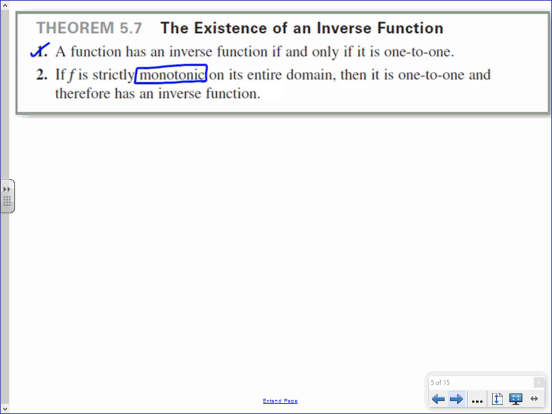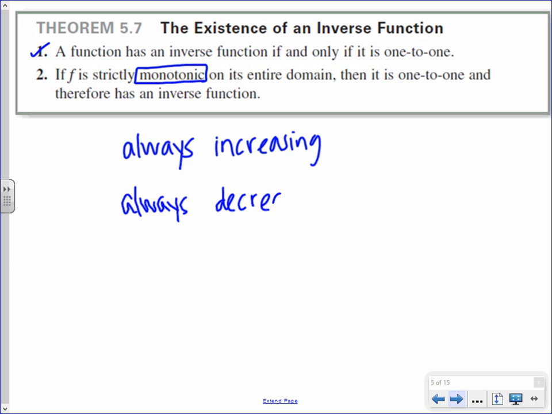Okay, so here's what I'll tell you. Monotonic, like the one in monotonic, means we're only going one direction. So we're either always increasing or always decreasing. If we change directions, we're not going to have an inverse. If a function is monotonic, meaning always increasing or always decreasing, we will have an inverse.